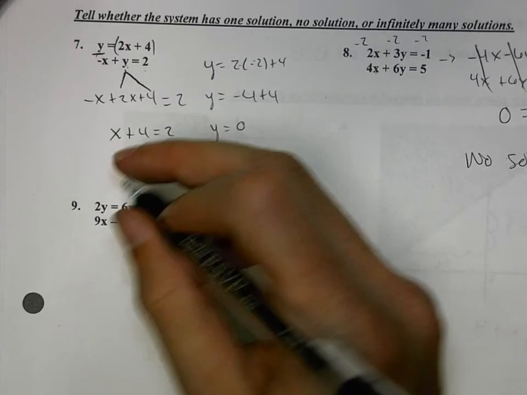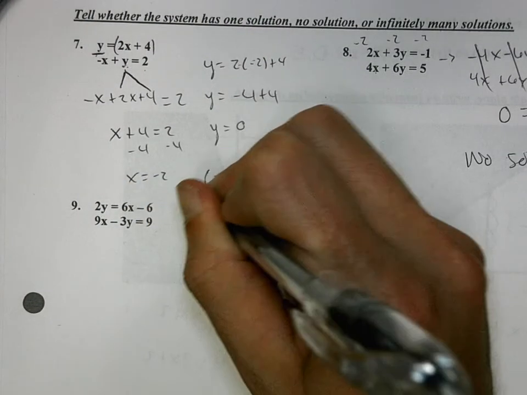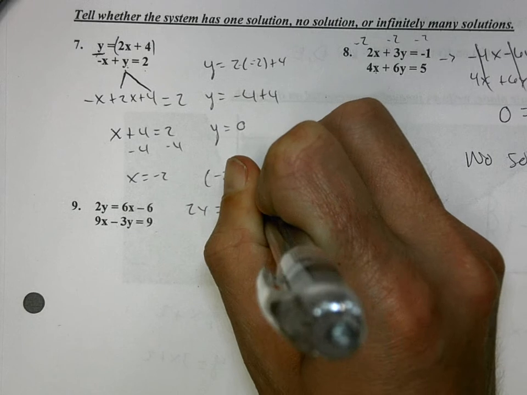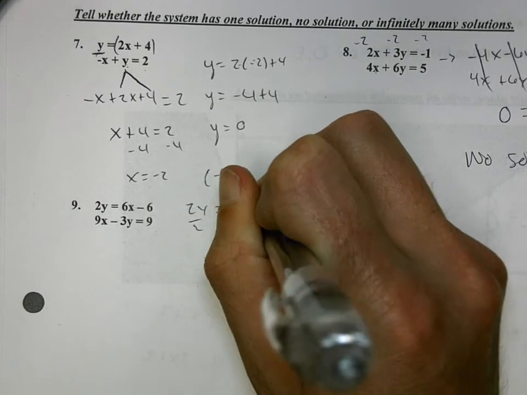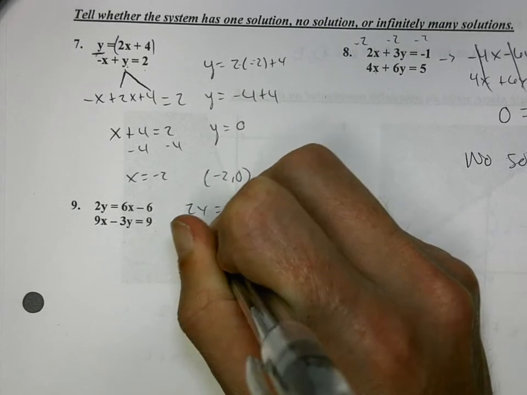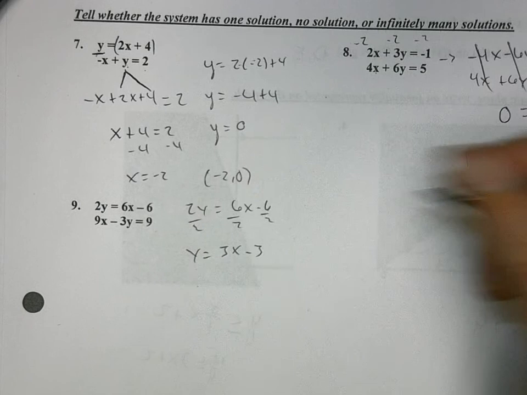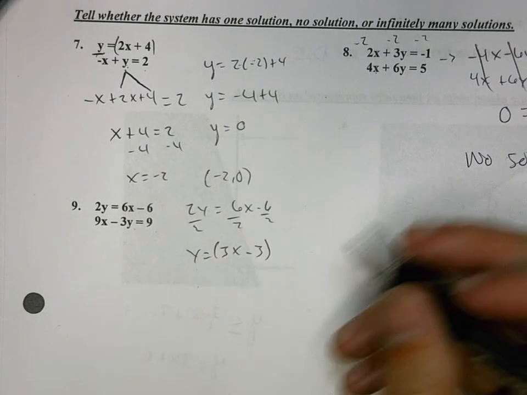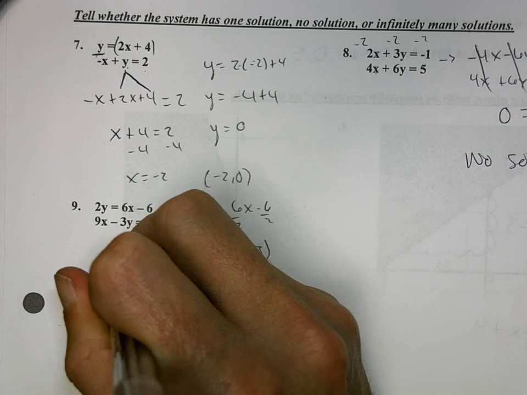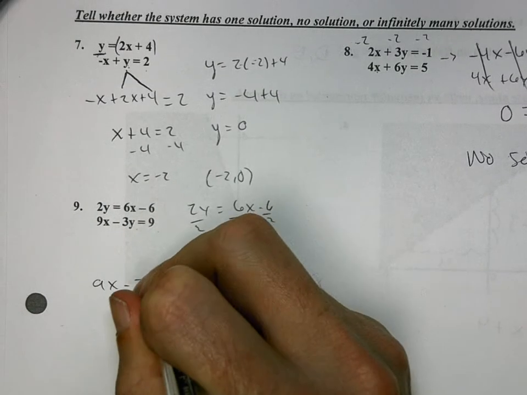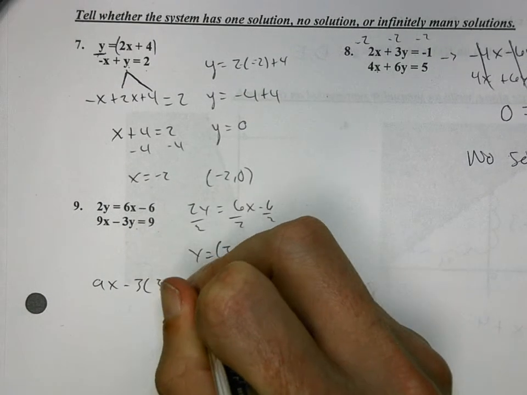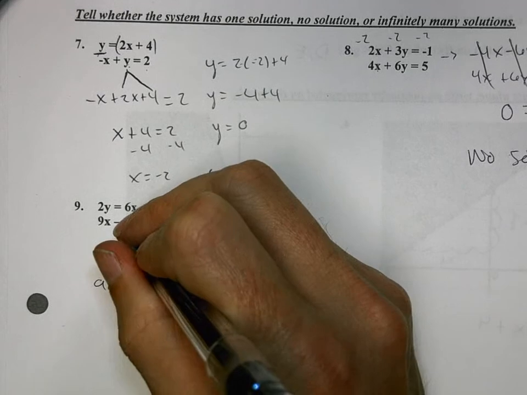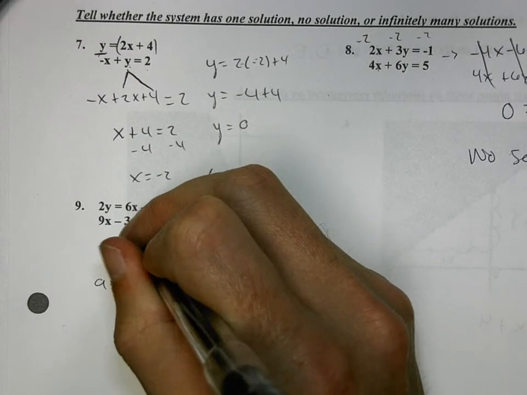For this problem, the top one, you can just divide everything by 2. So y equals 3x minus 3. And we're going to replace y in the other equation with this. So we get 9x minus 3 times 3x minus 3 equals 9. Again, I'm replacing the y with everything in the parentheses.